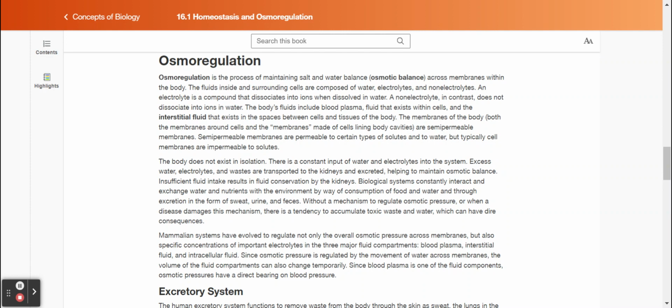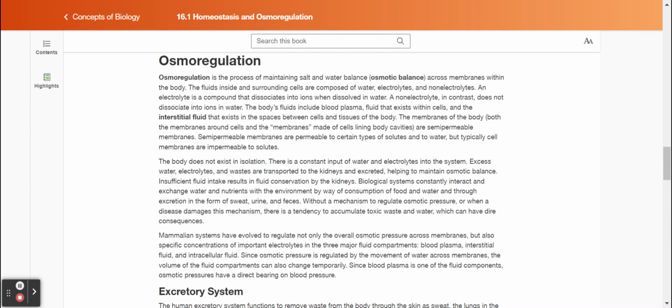The body does not exist in isolation. There is a constant input of water and electrolytes into the system. Excess water, electrolytes, and wastes are transported to the kidneys and excreted, helping to maintain osmotic balance. Insufficient fluid intake results in fluid conservation by the kidneys. Biological systems constantly interact and exchange water and nutrients with the environment by way of consumption of food and water and through excretion in the form of sweat, urine, and feces.